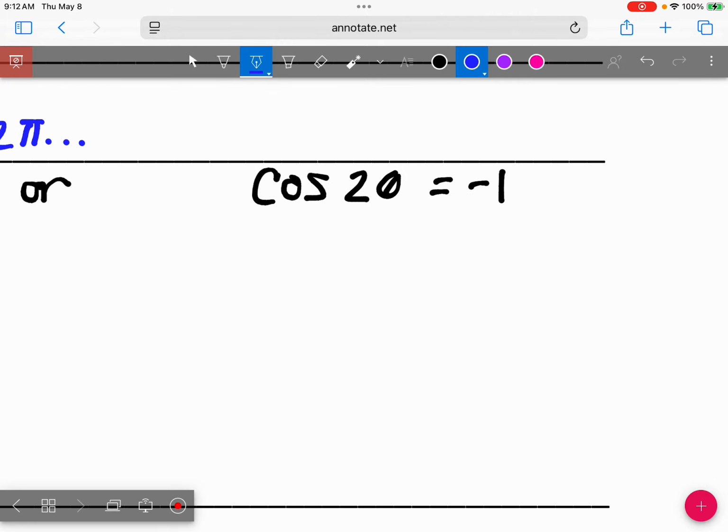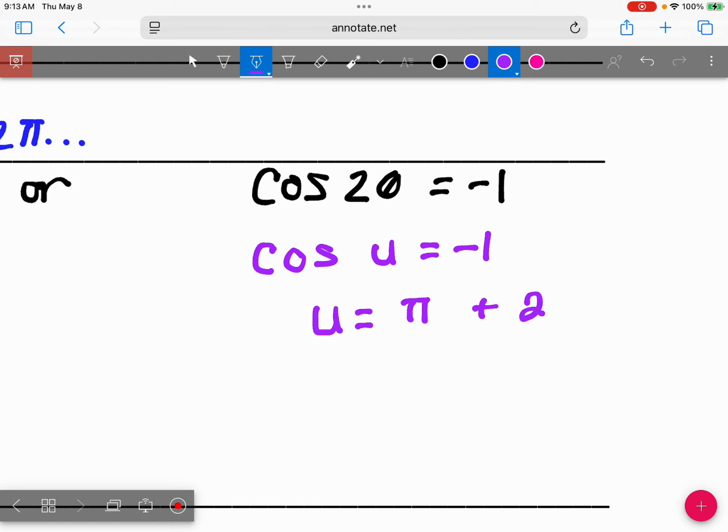Same kind of vibe on our negatives. Same process even. We can do our cosine of u equals negative 1. So what's our angle? Pi. And it repeats every circle around, 2 pi n. So if we know 2 theta equals this, pi plus 2 pi n.